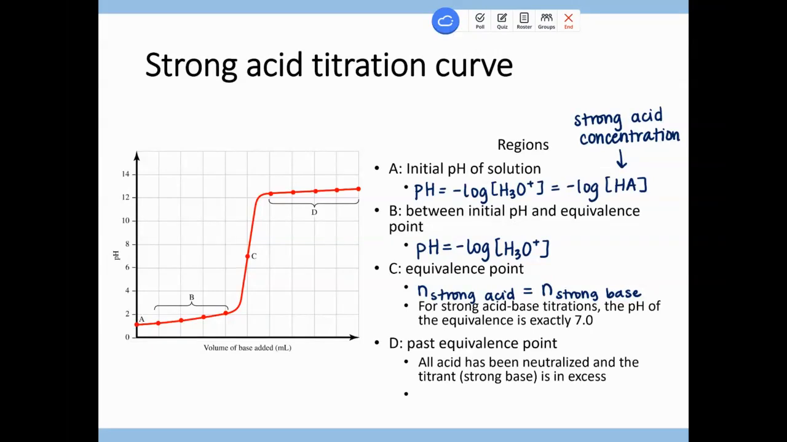So then past the equivalence point, now we're at D. All of the acid has been neutralized. So there's approximately 0 H3O+ in solution. So I actually can't calculate pH using this equation, because this would be about 0. All of the acid has been neutralized, and now we're increasing pH, meaning more base is being added. So you'd have to calculate pOH, and then use pH equals 14 minus pOH.